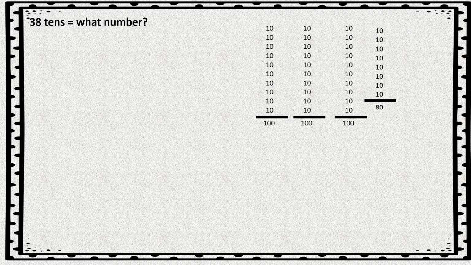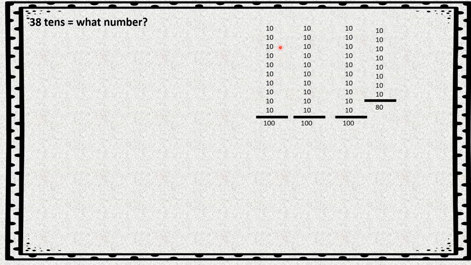Let's look at this problem. It says 38 tens equals what number? Well, I want to draw 10 38 times. I know that 10 tens equals 100. So if I write 10 tens, that equals 100. If I write 10 tens another time, that equals 200. Now if I go 10 more tens, I'll have 300.